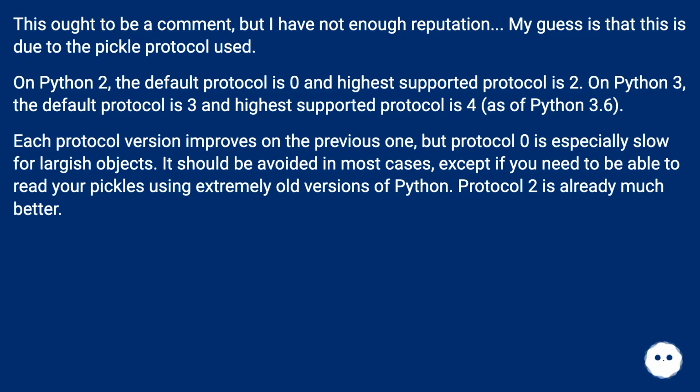Each protocol version improves on the previous one, but protocol 0 is especially slow for largish objects. It should be avoided in most cases, except if you need to be able to read your pickles using extremely old versions of Python. Protocol 2 is already much better.